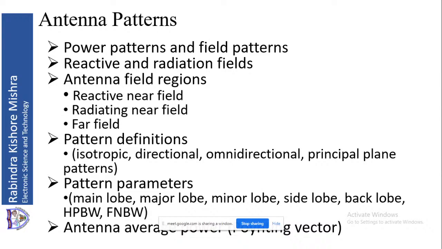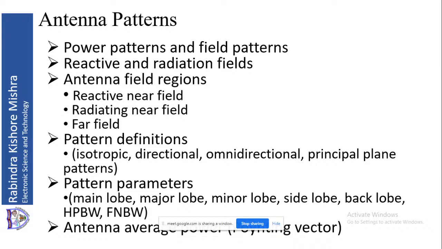Then definition of different patterns. Different patterns means isotropic pattern. What is the isotropic? Different types of pattern: one is isotropic pattern, one is directional pattern, one is omnidirectional pattern, one is principal plane patterns. All these we have given you the definitions. So these definitions are important. So go for these definitions. Get ready with these definitions for your section A.